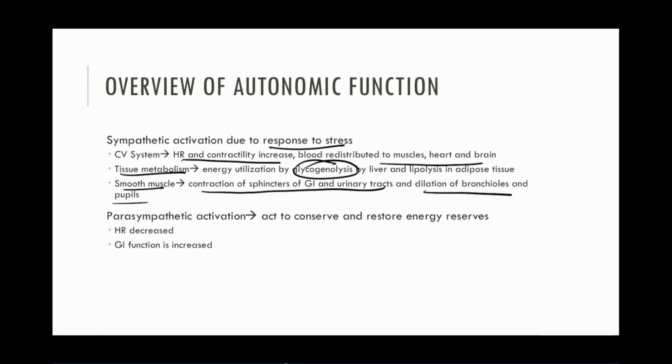Parasympathetic activation. Conserve and restore energy reserves. Heart rate goes down. Don't need a fast heart rate. We're not doing anything. So the heart rate comes down and relaxes. GI function is increased. Now we can start digesting and moving things through our GI system so that we can absorb the nutrients. And that all happens at the parasympathetic level.